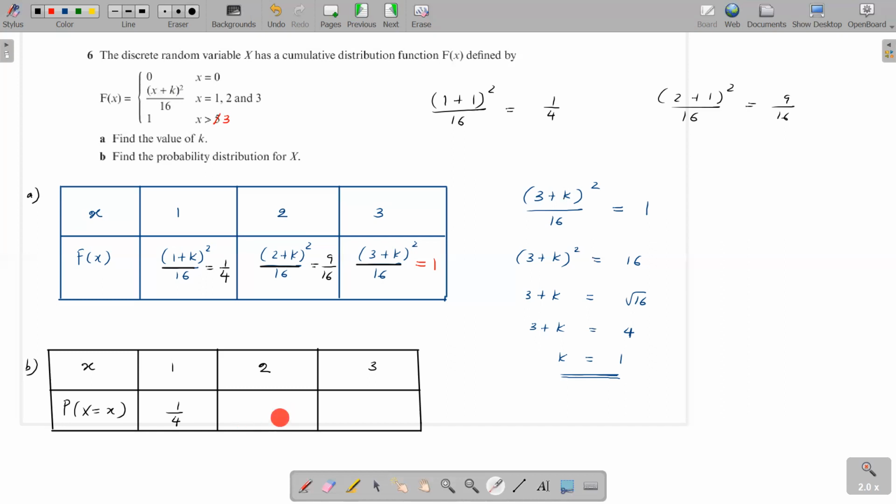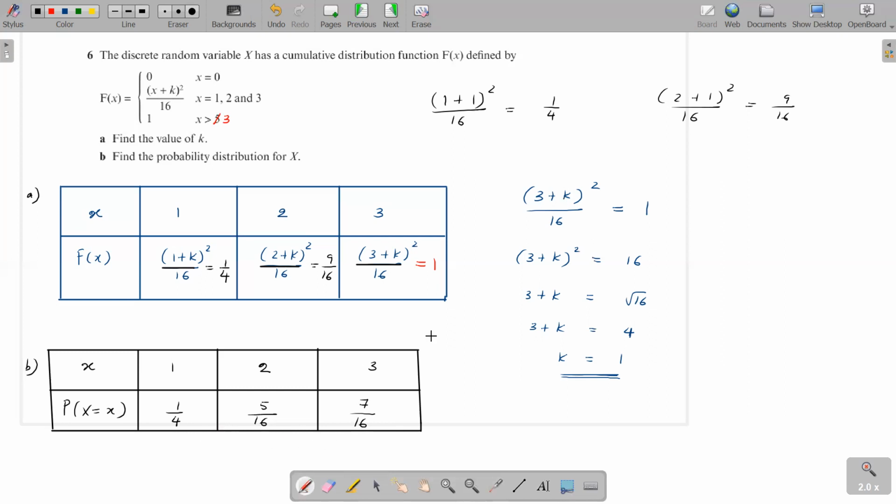So how do you get the probability of 2? Individual probability is 9 over 16 minus 1 over 4, which is 5 over 16. And then how do you get the individual probability of 3? We know that 1 over 4 plus 5 over 16 plus the probability of 3 gives you 1. So from this 1, you need to subtract the 9 over 16. Basically, you subtract the two cumulative frequencies. 1 minus 9 over 16 is 7 over 16. So this is the probability distribution, and as you can see, the total probability adds up to 1.